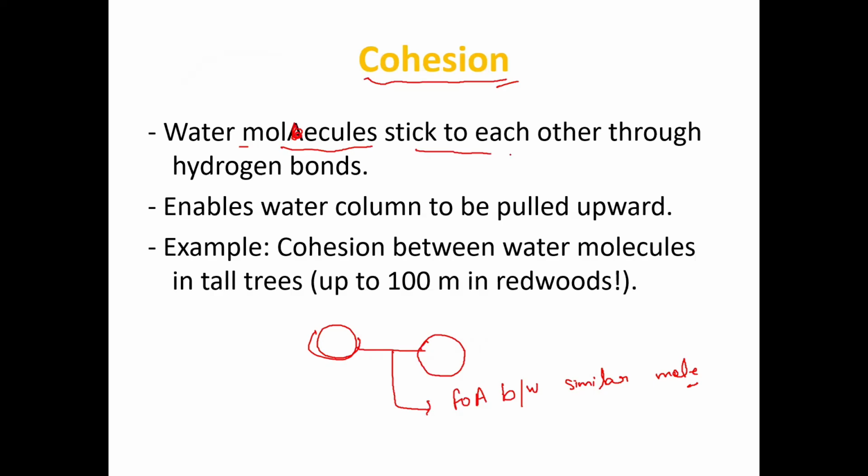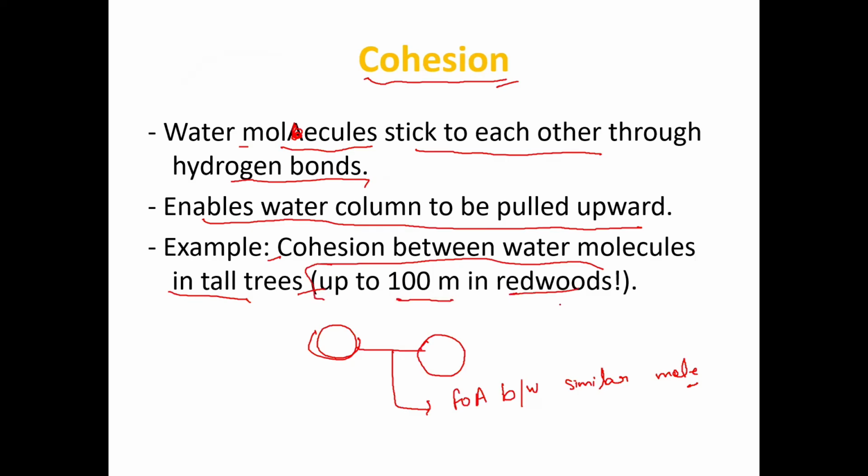Water molecules stick to each other through hydrogen bonds, and this force of attraction between similar molecules, called cohesion, enables the water column to be pulled upward. For example, cohesion between water molecules in tall trees helps water uptake up to 100 meters in a redwood tree, which is a gymnosperm tree. I hope you know gymnosperm and angiosperm. All flowerless plants are gymnosperms, and all flowering plants are called angiosperms.